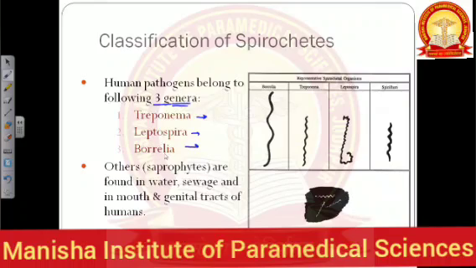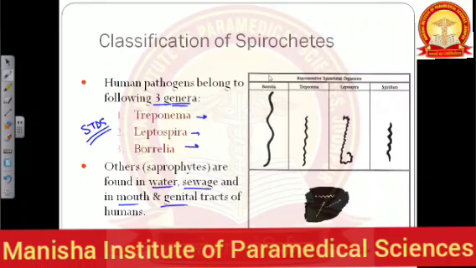Others are found in water, sewage, and in the mouth and genital tract of human beings, right? Usually they are present in environmental regions, in water and sewage if it is not properly treated. If the sewage water is not properly treated and returns to our homes and we use it, then they can also be found in our mouth and genital tracts. They are related to most STDs, or sexually transmitted diseases, so they are very important to study.